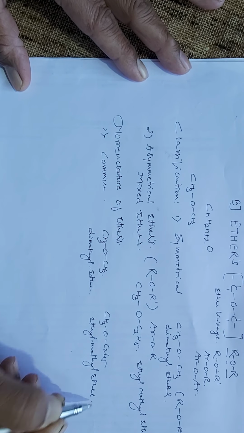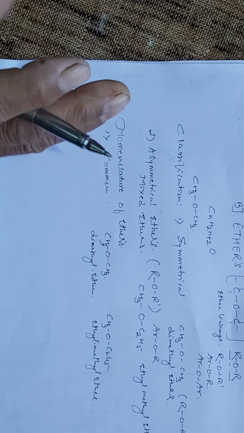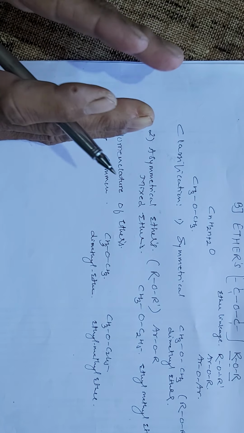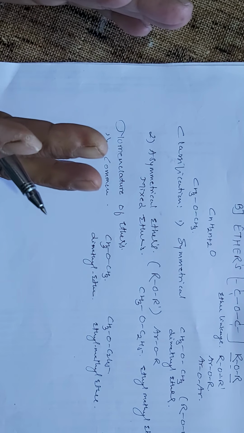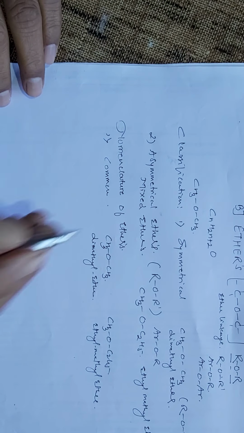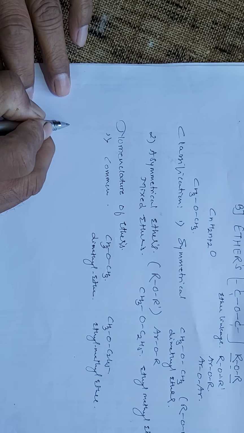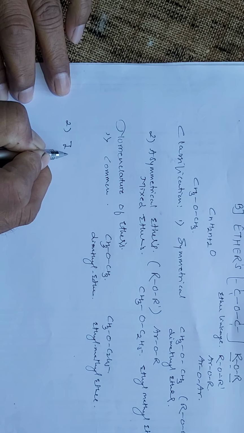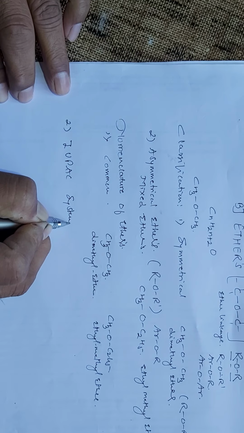In the common nomenclature system, the names of the alkyl or aryl groups are written first, and the word ether is added as a suffix. So the common nomenclature system is very simple, and the next nomenclature system, that is the IUPAC nomenclature system, we will discuss in the next lecture.